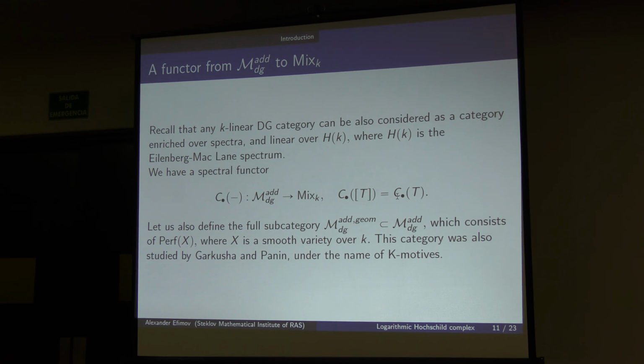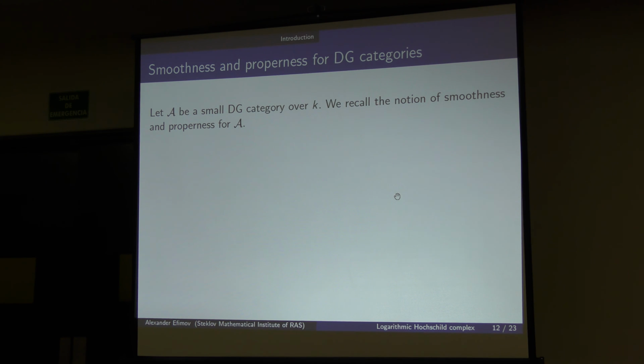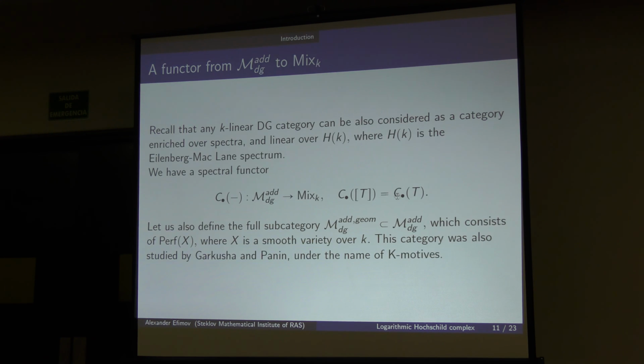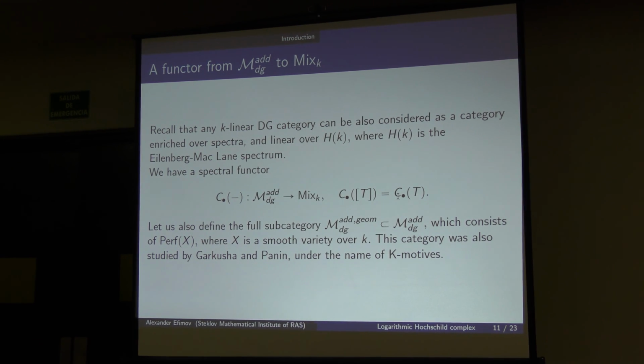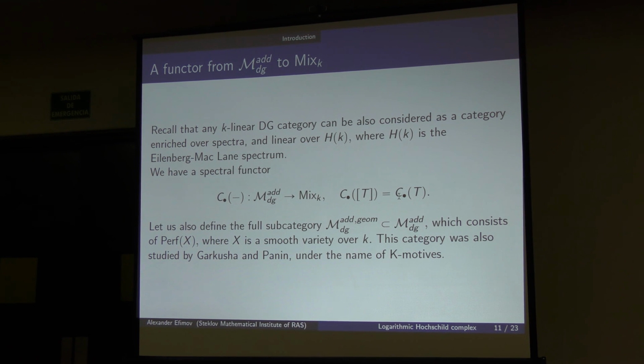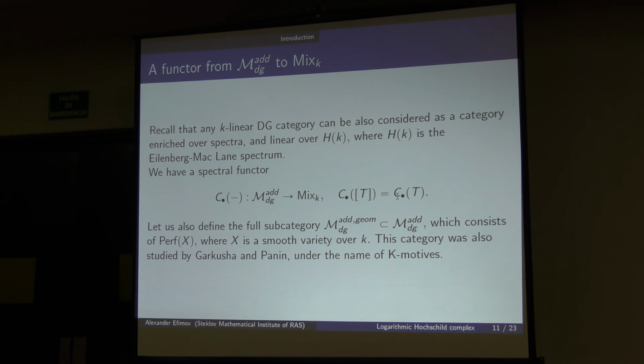Let us also consider the full subcategory, which we'll be interested in, of geometric categories, which are just given by perfect complexes on a smooth variety T. This category was also studied by Gartusha and Página, and they called it just K modules. They were not interested in general categories. They were considering just smooth varieties.